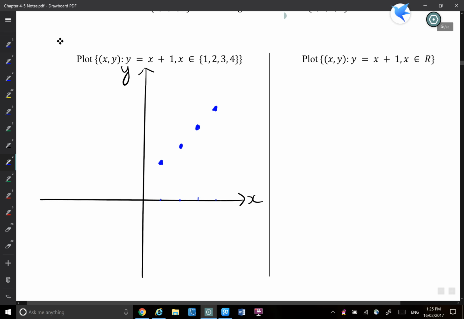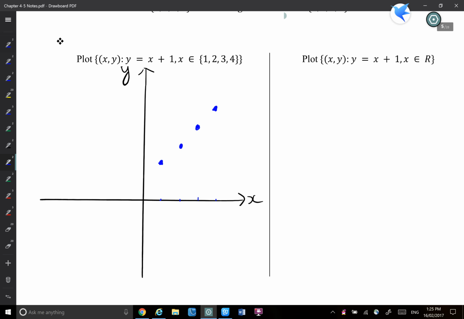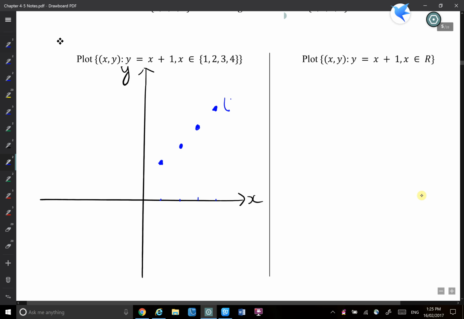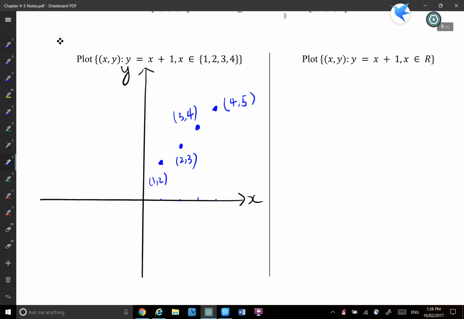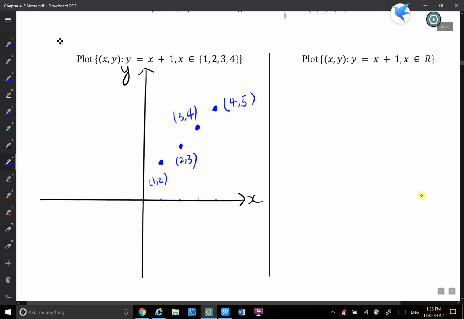They are on a straight line, but you are not connecting them by a straight line, because what you have is only these 4 points. If asked to plot, you just plot those 4 points. You are not connecting them because your x can only be 1, 2, 3, 4.